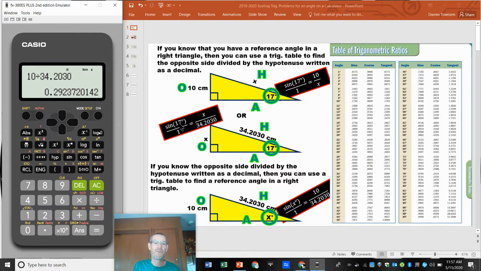Normally we put the reference angle after the sine in parentheses, but now we're putting our variable after the sine in the parentheses because we don't know what our angle is. And instead of having an x for our opposite or an x for our hypotenuse, we know both the opposite and hypotenuse. So now the only variable in our equation is the angle.